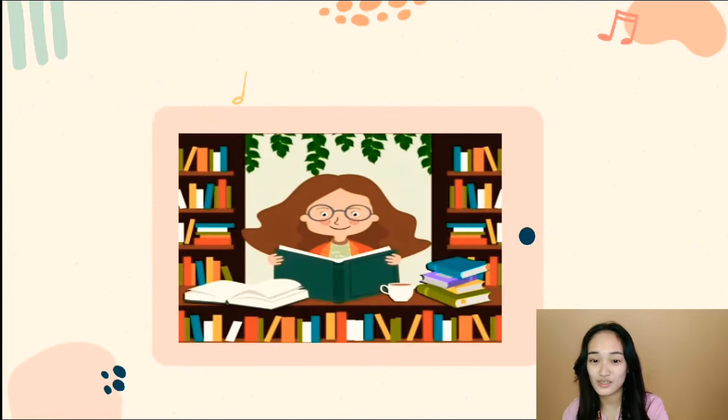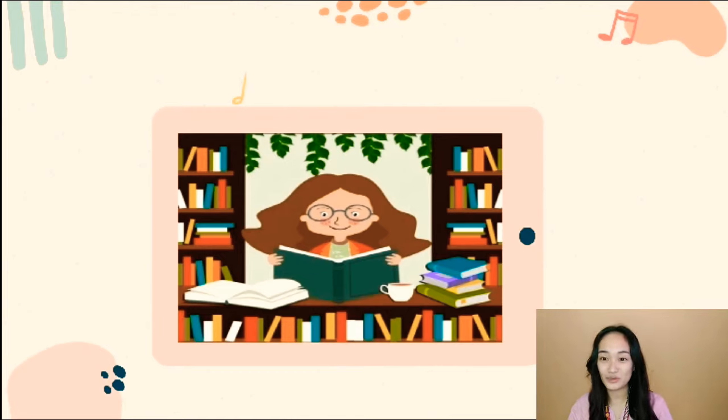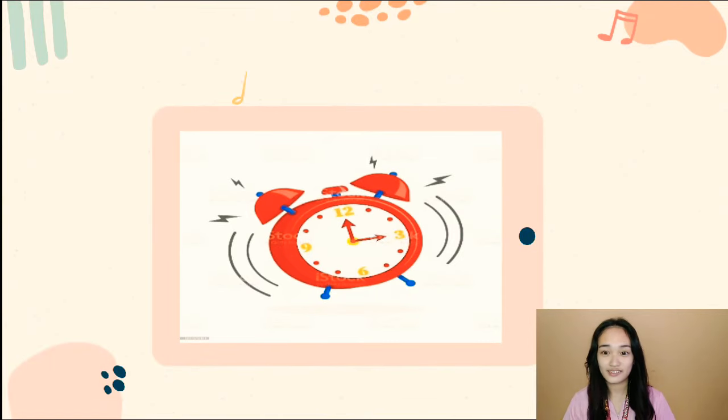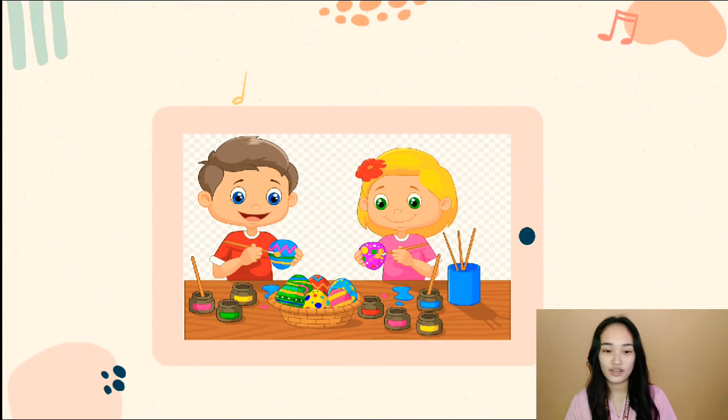For the next picture, yes, Joyce, you're acknowledged. Very good! Good job! The picture denotes silence because the girl is reading in the library. And what do we do when we are in the library? Of course, we read in silence. We should keep quiet. For the next picture, yes, Miss Angeline, you're acknowledged. Very good. The picture indicates sound because the alarm is ringing. When the alarm is ringing, of course, the sleeping Angeline will awaken.